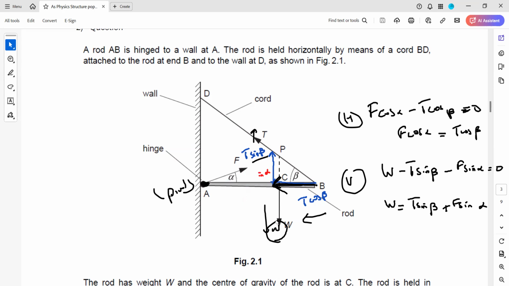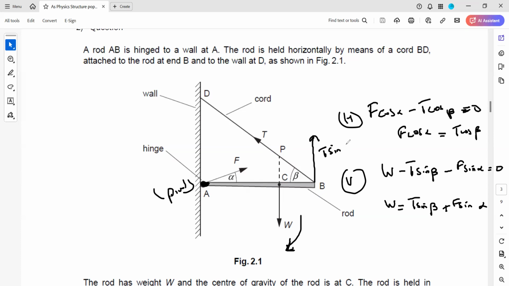So the two forces which will cause a turning effect: one is the weight, which will cause a clockwise turning effect. Another one is the tension, the component of the tension, which is T sine beta. This will cause an anti-clockwise turning effect. So one is causing a clockwise, another one is causing an anti-clockwise. And why do we ignore this? Because it is acting on the pivot. And what about the distances of these forces? It's given in the question.